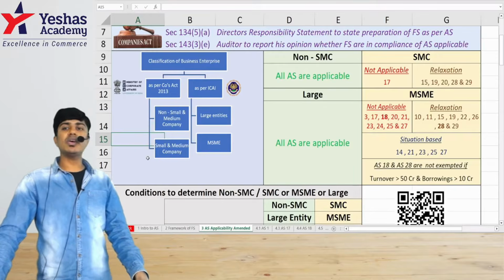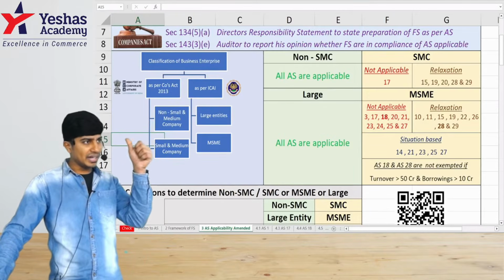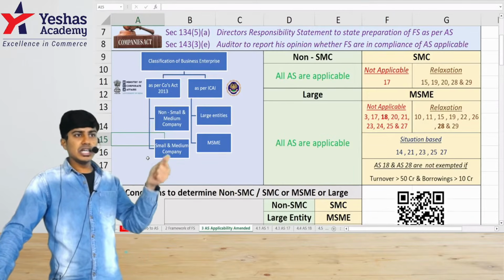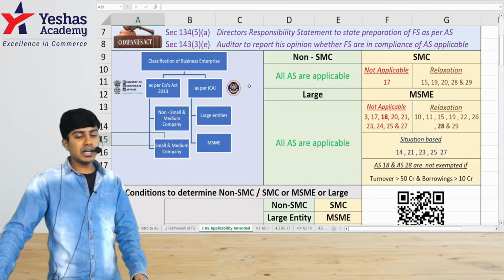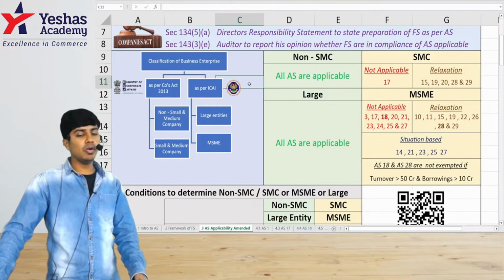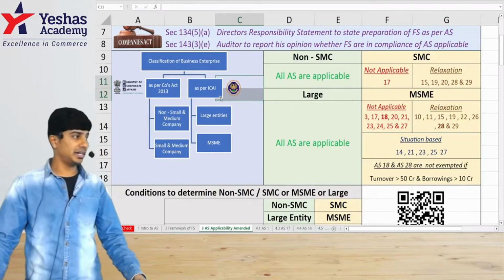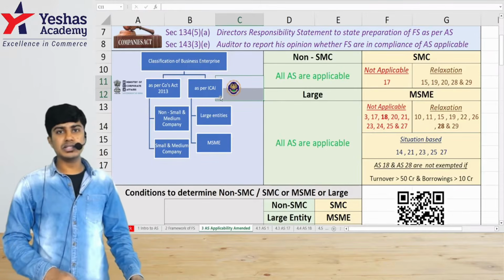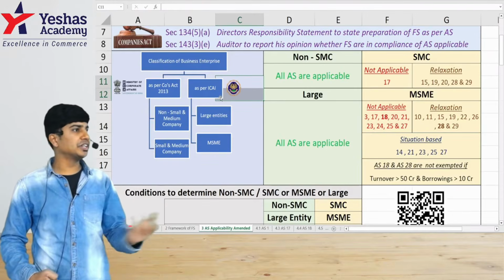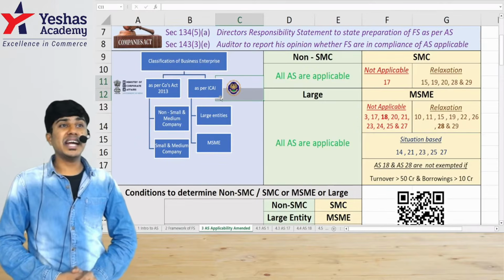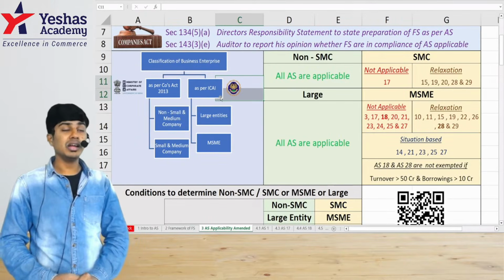SMC means small and medium company, and non-SMC means not small, not medium company. So as per MCA, what is the classification? Two. One is SMC, second one is non-SMC. Then there is ICAI, which talks about what accounting standards are applicable and how for non-corporate entities, anything other than companies like partnership firms, sole proprietorship, etc. For them, which standards are applicable and when?